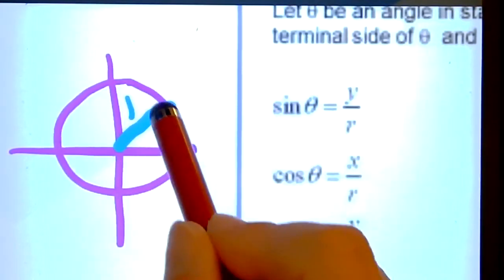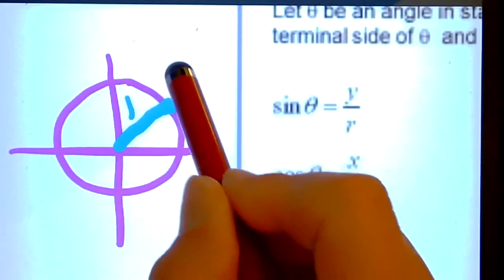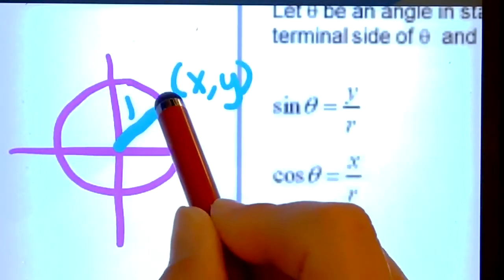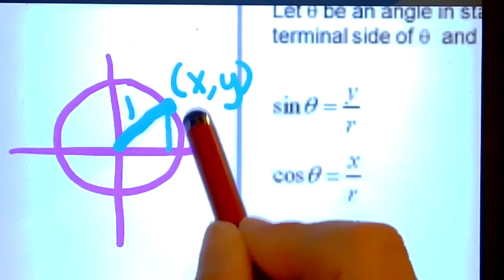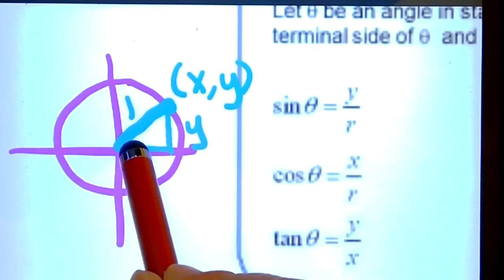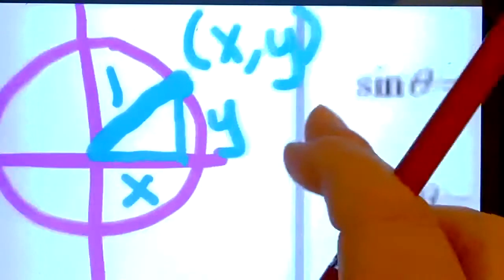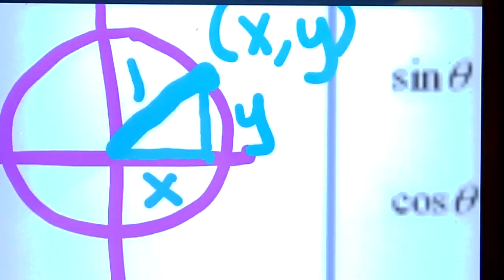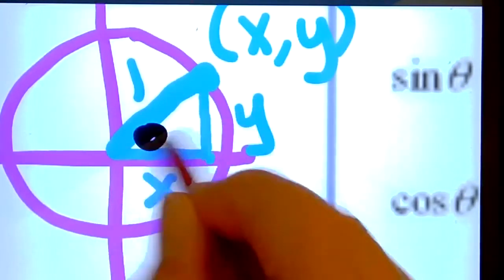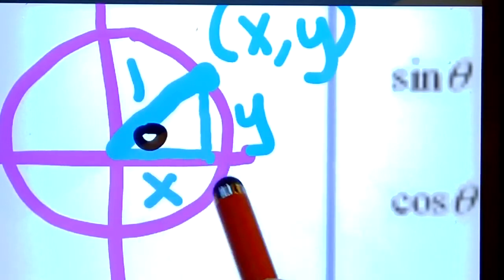then when I'm trying to find all my angles, this particular coordinate would be, let's say, some x comma y. And so this distance here is my y. This distance here is my x. And then I'm trying to find this angle here at theta. Let me write my theta in. I'll use black. Okay, so there's my theta.